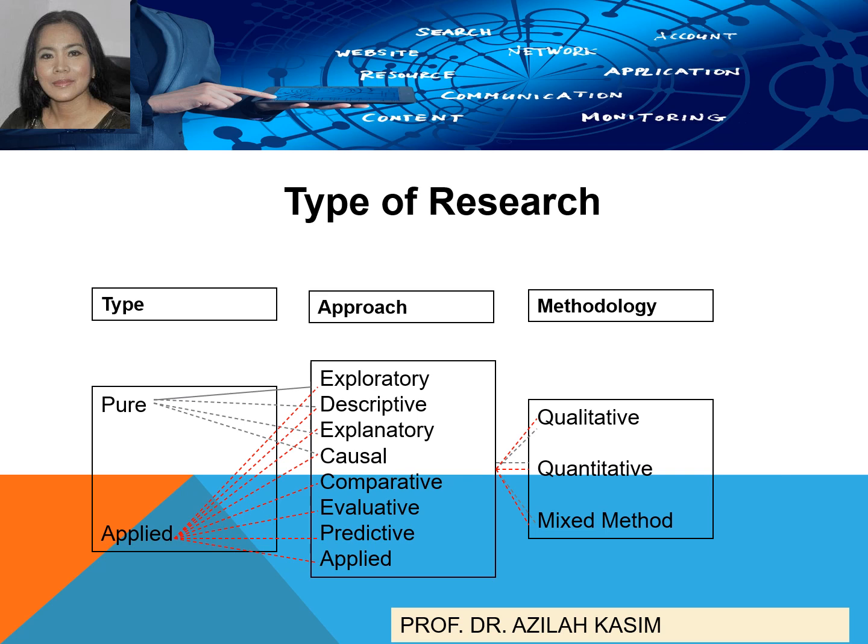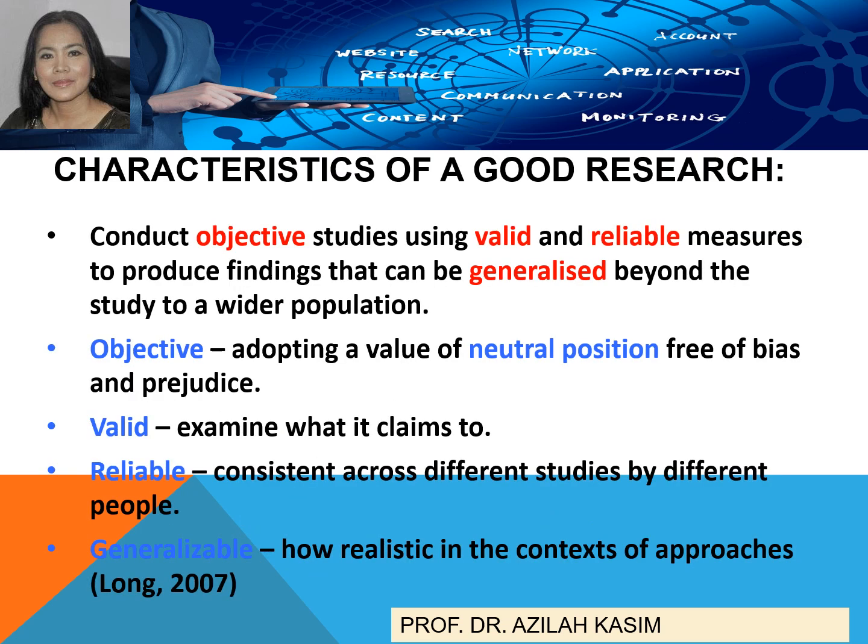Characteristics of a good research is, of course, these things. First of all, it has to be objective. When we do an objective study, that means we do not study with preconceived bias about something. We do not have our own idea about something and expect the finding to be the same as our initial idea, because that means we are being subjective. So we have to be objective, because an objective study will generate valid and reliable results. So when we have valid and reliable results, we can generalize it to the wider population.